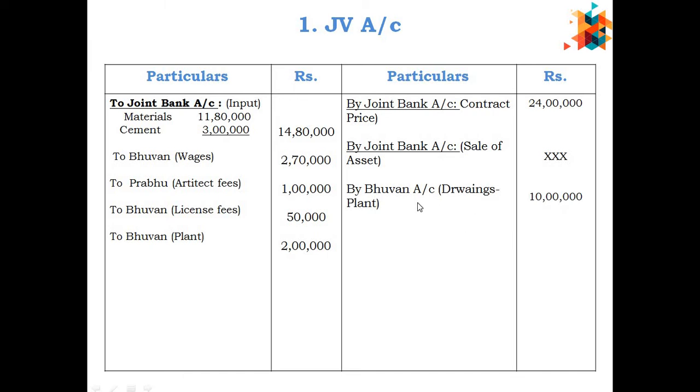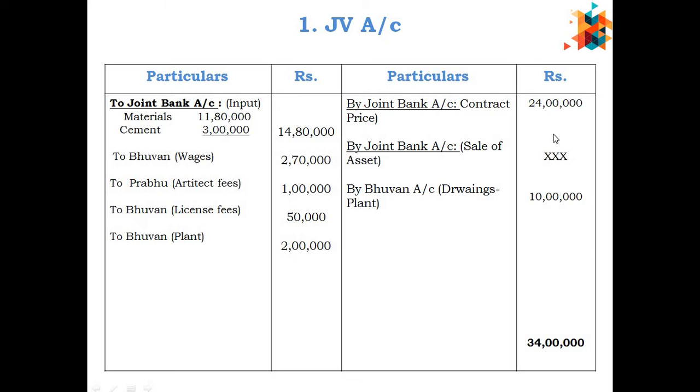Next is drawings. The drawings amount is 10 lakh rupees. Drawing is made by Bhuvan, therefore we have written 4. Right side also 2 by bank will come, that is 1, contract price, sale, then one more is drawings. If, apart from Bhuvan, Prabhu has withdrawn something, you are supposed to mention Prabhu's name and then take the drawings amount. That's it.